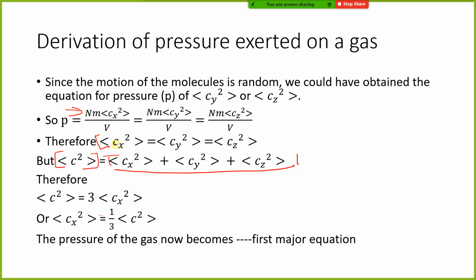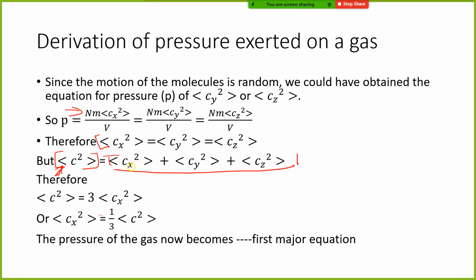So in essence, we're saying that the mean square speed along the x-axis is equal to the mean square speed on the y-axis, which is equal to the mean square speed on the z-axis. Now, all of this right here is really equal to the average mean square speed that we just showed you in the equation, which is equal to the sum of the mean square speed on the x-axis, on the y-axis, and on the z-axis.